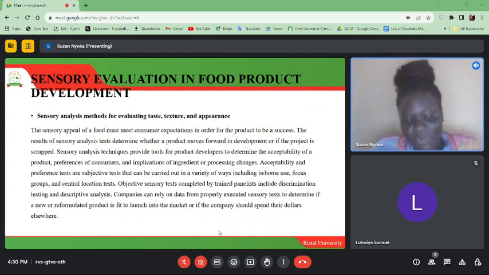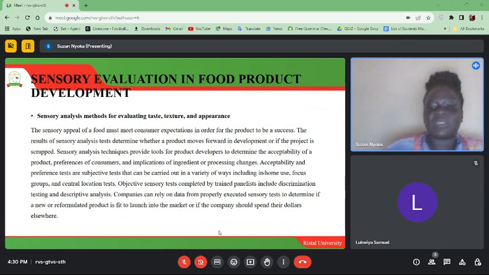As we said earlier on, this sensory analysis basically looks at the attributes or the characteristics of the product. You look at how the products taste, the textures, and the appearance, and how you do this. You have to, of course, consider your target beneficiaries to carry out these tests. We're going to look at the different ways we're going to carry out this sensory evaluation test.